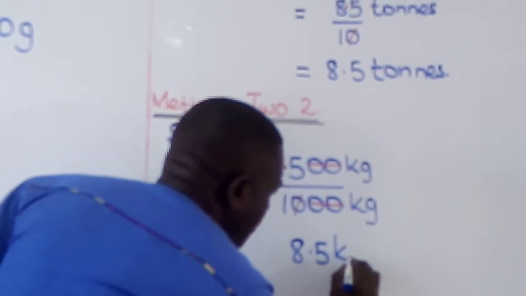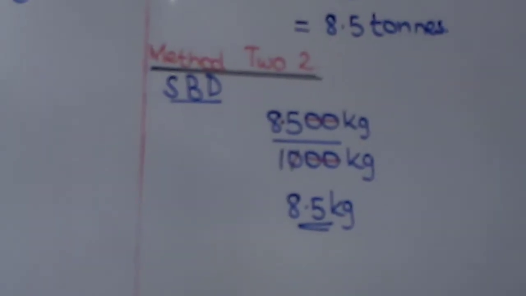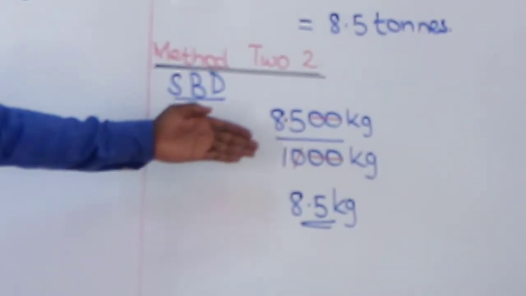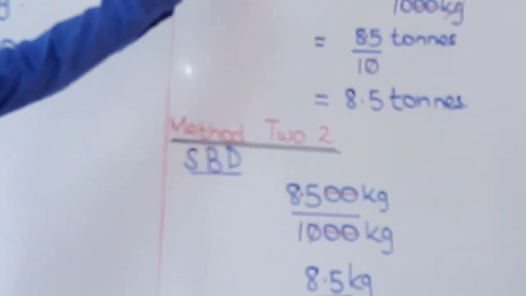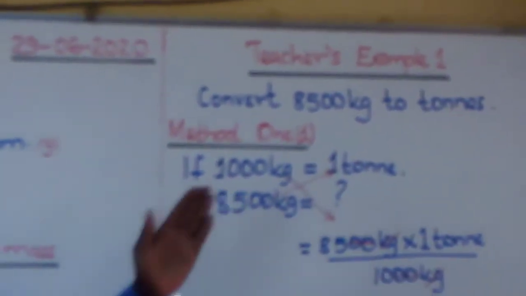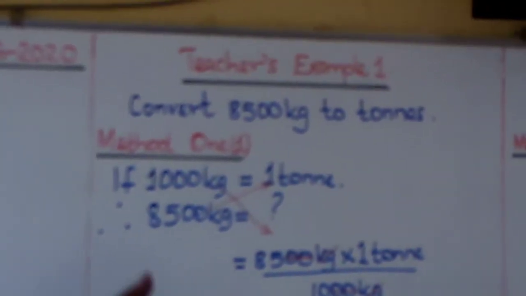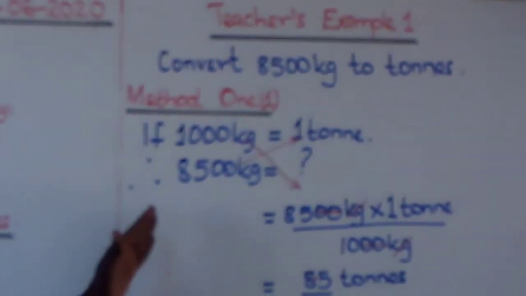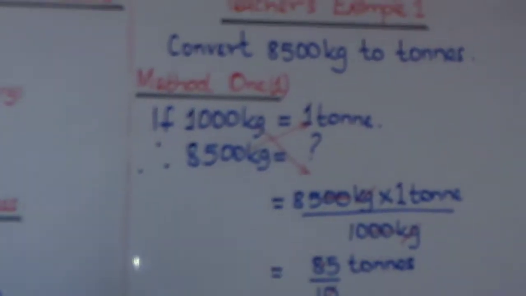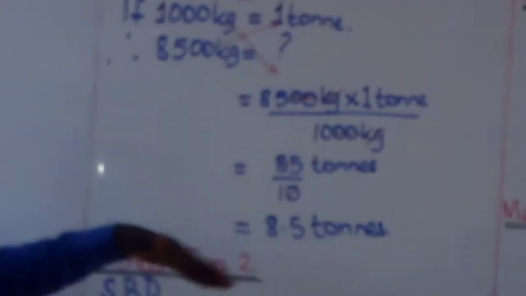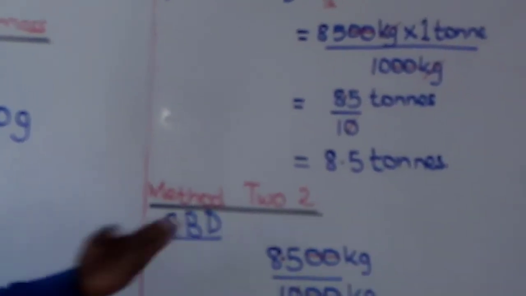8.5 kilograms. That is our method 2. It is important to know why you are dividing. And for us to know why we are dividing, we must make a statement like we made in method 1. If 1,000 kilograms equals 1 ton, what about 8,500 kilograms? Then you'll find there is a division that is coming automatically. That's where we derived SBD.